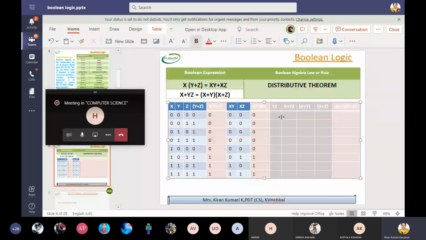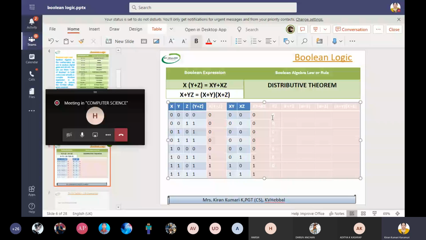Okay ma'am, so we should find out only this much. Right, now yz, you tell me: 0 and 0. You see the corresponding row, 0 0. How much will yz be? 0. Next, 0 and 1 is 0. 1 and 0 is 0. 1 and 1 is 1. Next, 0 and 0 is 0, then 0 and 1 is 0. Only look at the yz column. 0 and 1 is 0, 1 and 0 is 0, then 1 and 1 is 1.